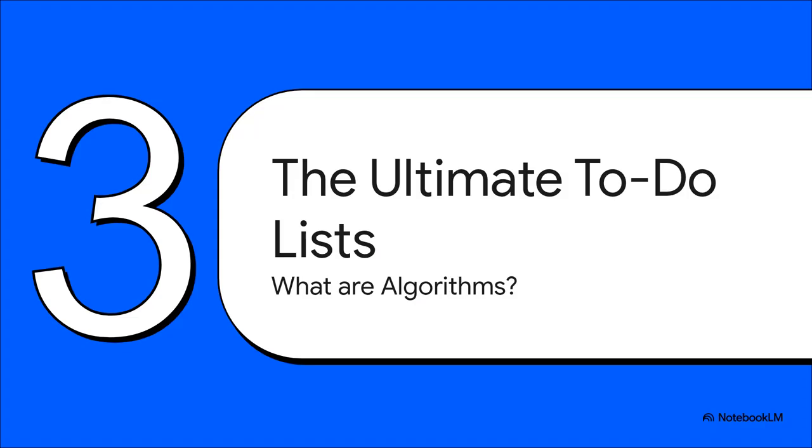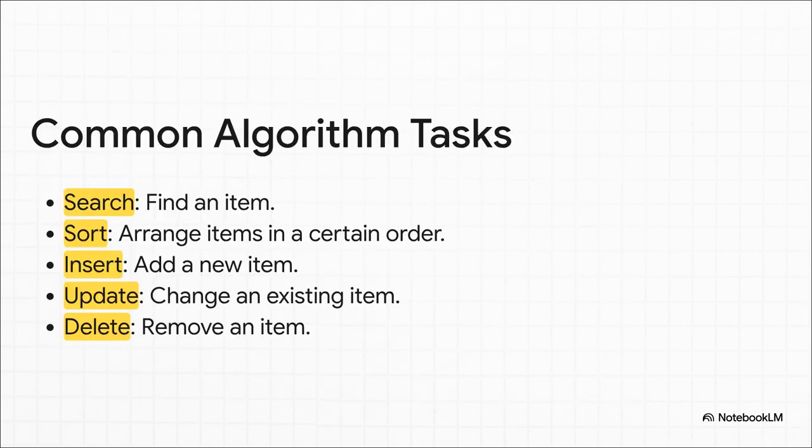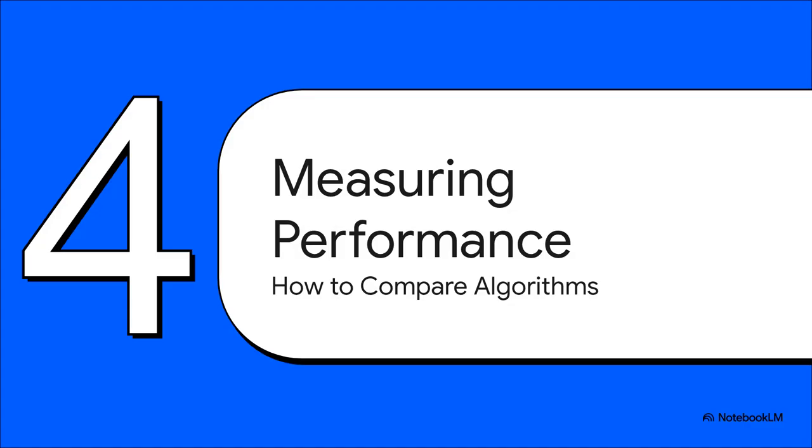Okay, so we've organized all our data into these neat little structures. That's great. But now we need a set of instructions for actually doing something with it. And that, my friends, is where algorithms come in. An algorithm is, quite simply, a recipe. That's it. It's the step-by-step instructions that tell the computer exactly what to do with the data we've so carefully organized. It's the action plan. And these recipes, they're designed to do all the crucial things we need. Things like searching for a name in your contacts, sorting your emails by date, or inserting a new appointment into your calendar.